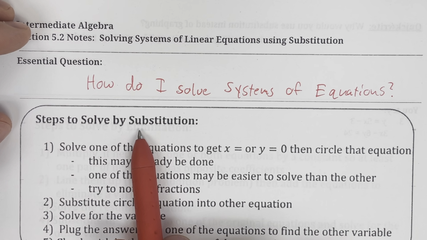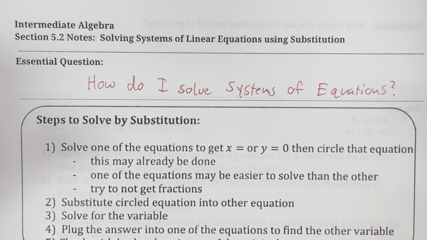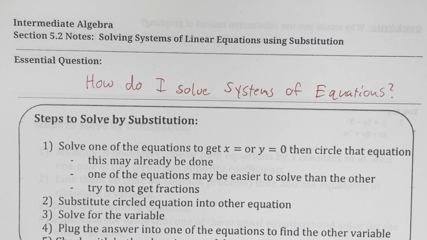All right, and when we use substitution, one of the equations needs to say x equals or y equals. Doesn't matter, okay? We just need to get x equals or y equals, and it doesn't matter what it equals. We're gonna circle that equation, okay? Sometimes one of these variables is already gonna be isolated. If it's not, we need to be strategic in picking which one we want to solve for.